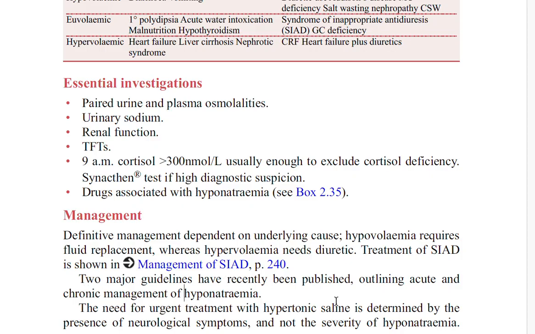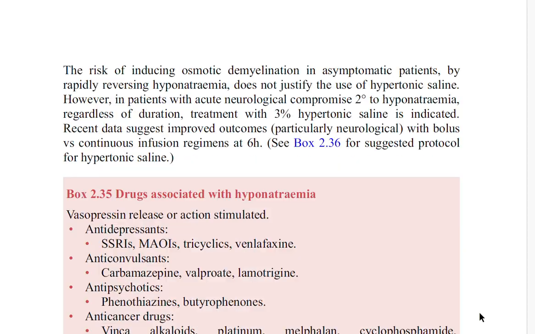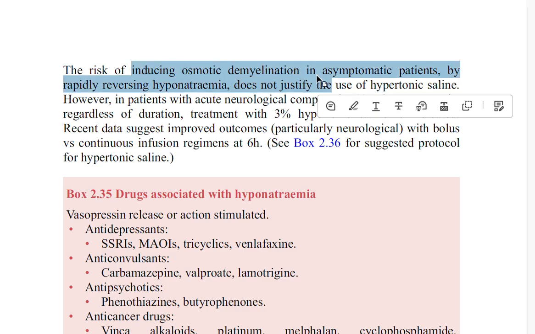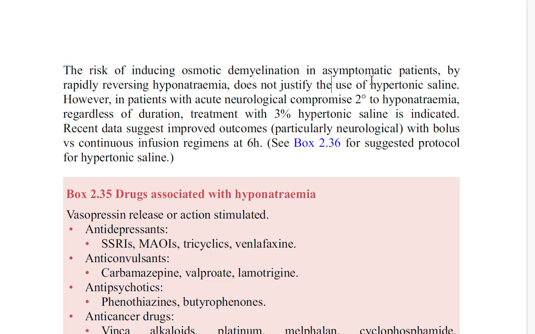Two major guidelines have recently been published outlining acute and chronic management of hyponatremia. The need for urgent treatment with hypertonic saline is determined by the presence of neurological symptoms and not by the severity of hyponatremia. The risk of inducing osmotic demyelination is one of the risks of overcorrecting the hyponatremia. The risk of osmotic demyelination in an asymptomatic patient by rapidly reversing hyponatremia does not justify the use of hypertonic saline.